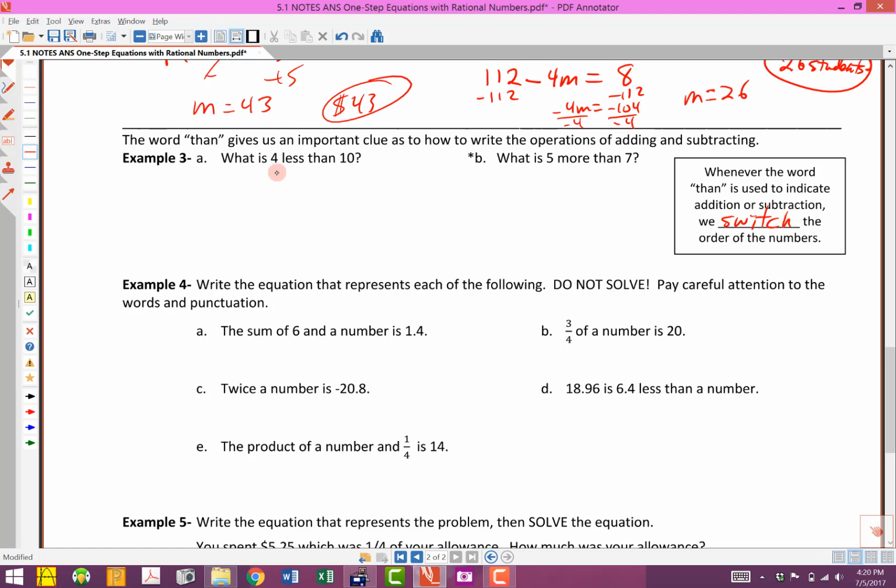So, like we set up above, we're going to do this problem right here. 4 less than 10, we're going to switch those, and we're going to do 10 minus 4, and our answer is 6. Same thing here. Even though we could get away with it the other way, we're going to switch the order because the word "than" is our key. So 7 plus 5, and we end up with a 12. So keep those in mind as we're doing some that are a little bit more difficult that have rational numbers in them.